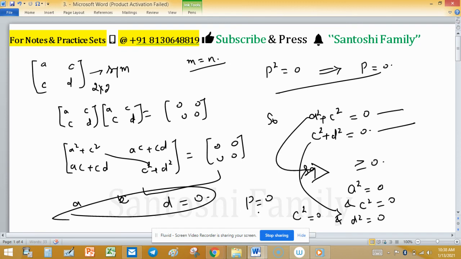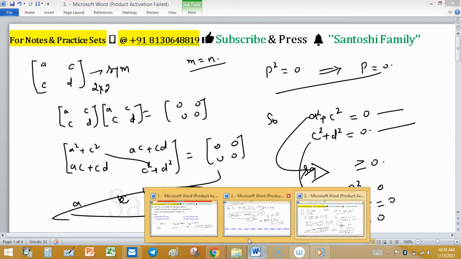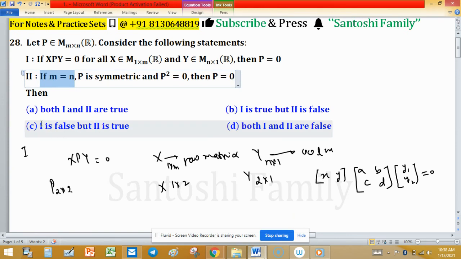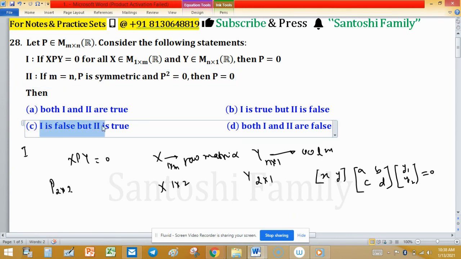So statement 2 is true and first is false. Option C: first is false and second is true. This is our right choice.